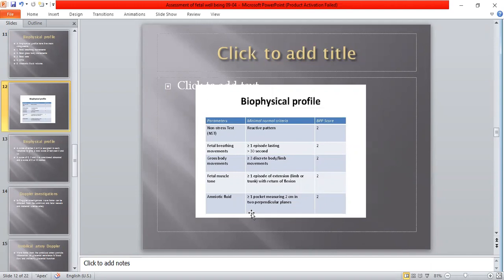the deepest vertical pocket, called DVP, between 2 to 5 is normal. If less than 2, it is called decreased liquor volume. And if more than 5, it is called liquor is increased. So if the deepest vertical pocket is less than 2, a score of 0 is given. And if it is more than 2 centimeters, a score of 2 is given.